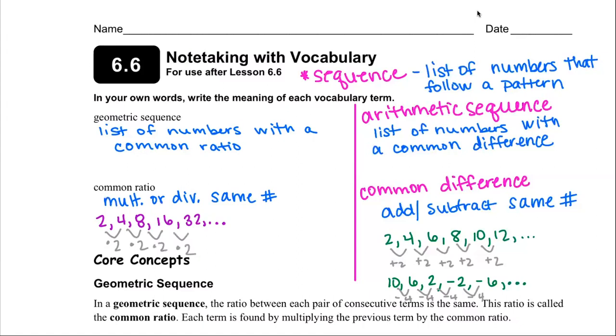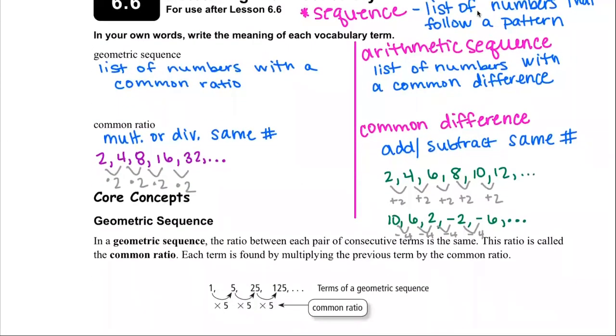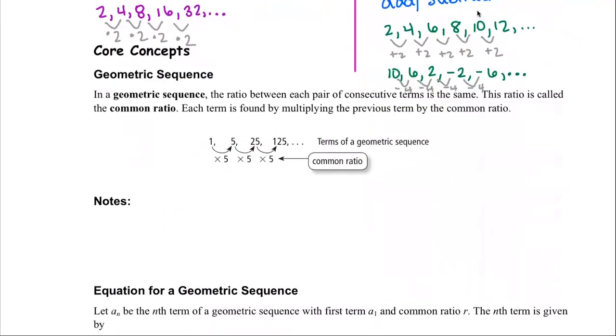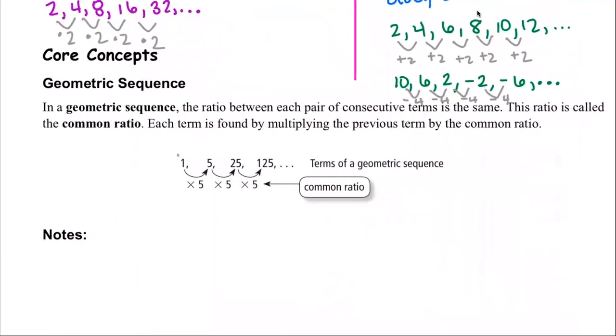Okay, why do we call it a common ratio? If we take two terms, so two numbers in our sequence, and we divide them, we're going to get the same ratio no matter which two successive terms we grab. So down here, here's another example of a geometric sequence where we start at 1, we multiply by 5, we multiply by 5, we multiply by 5.